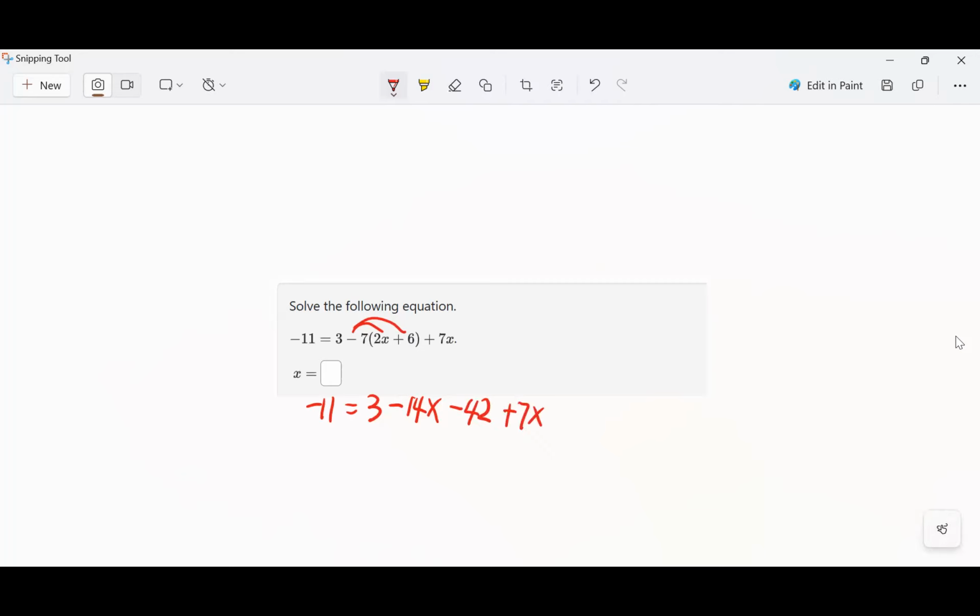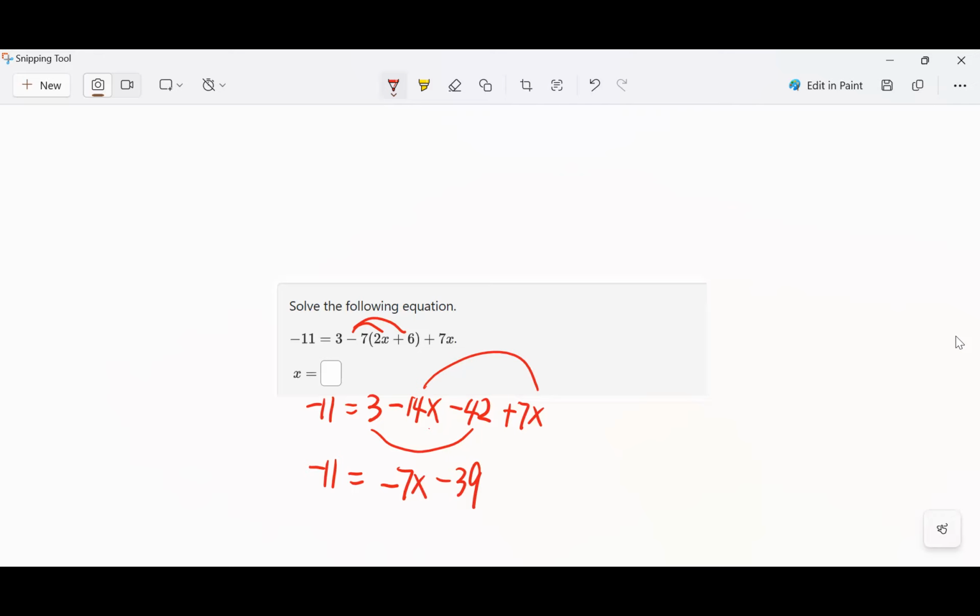Adding 7x, I'm going to combine like terms, right? Those two are like terms. And combine constants. For the variable terms, 7x minus 14x is negative 7x.